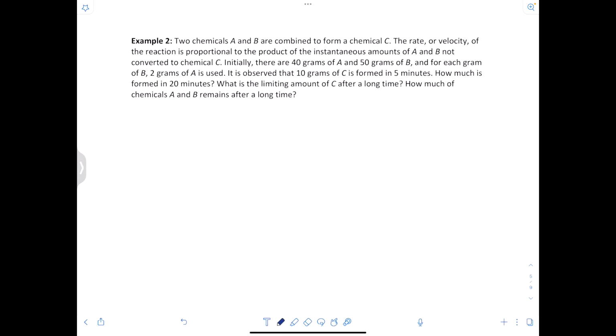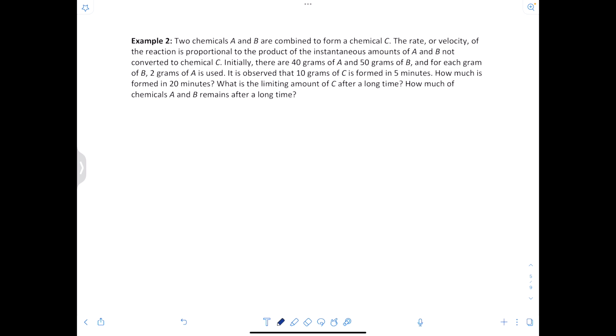Hey there, it's Janet Matchick Myers, and we are on to our second part of section 3.2 from the Zill text. We are looking at an example involving chemical mixtures, so it's like a chemical reaction type problem.